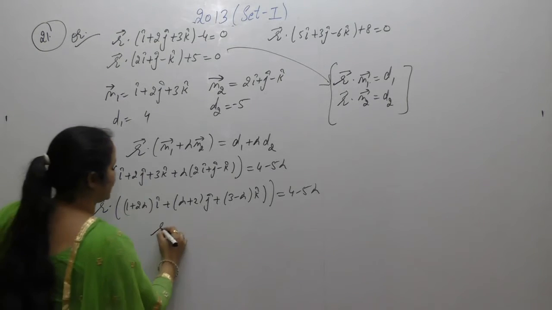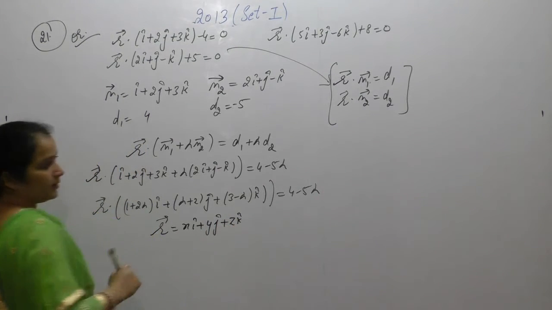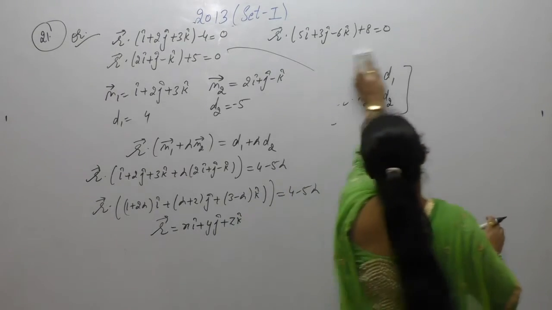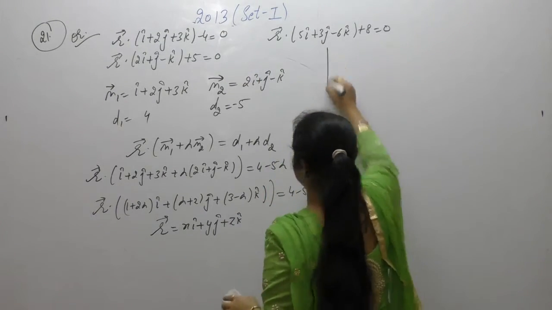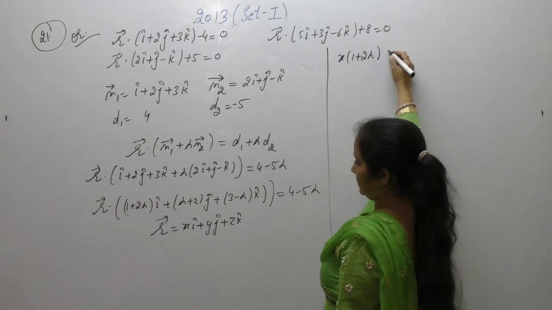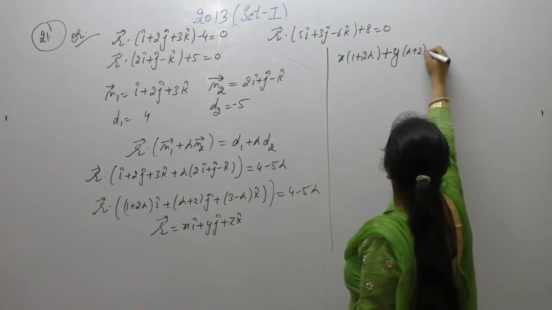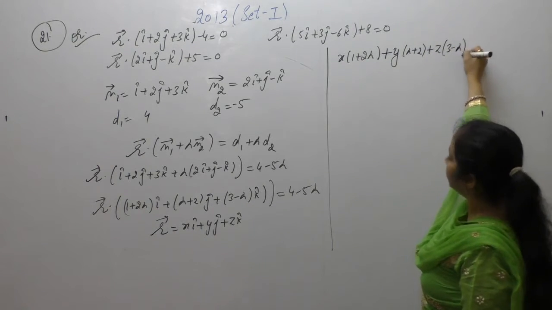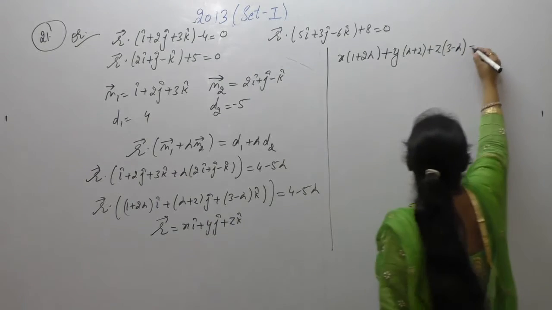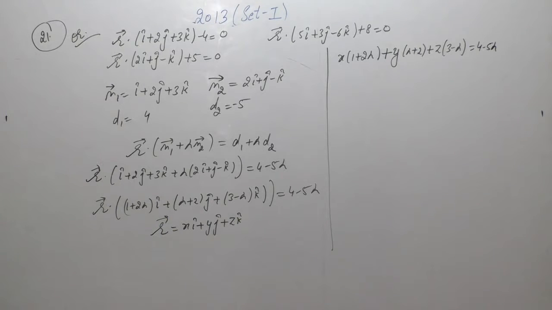Now let r vector be equal to xi plus yj plus zk. After putting the value of r vector, what we get? x into (1 plus 2 lambda), y into (lambda plus 2), z into (3 minus lambda) is equal to 4 minus 5 lambda. That is the equation of the plane through the intersection of the given two planes.